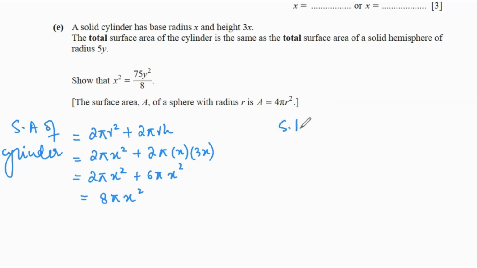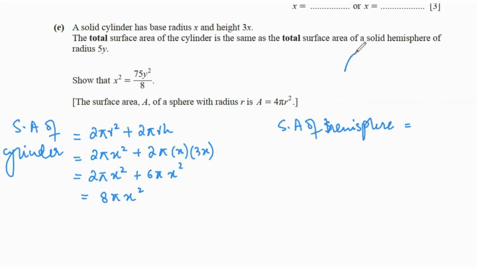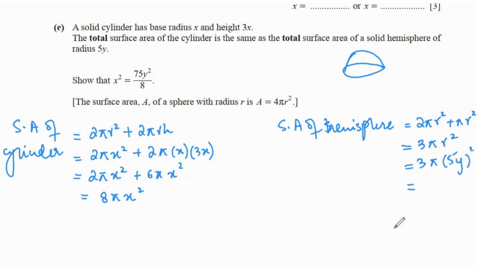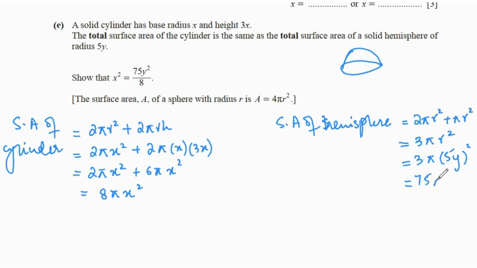Now, we talk about the surface area of the hemisphere, sorry. For a hemisphere, the top curved part is going to be 2 pi r squared, and the bottom part is going to be pi r squared, because the base is a flat circle as well. So that's basically 3 pi r squared. Radius is 5y over here, so 5y squared. So that's 25 times 3, 75 pi y squared.